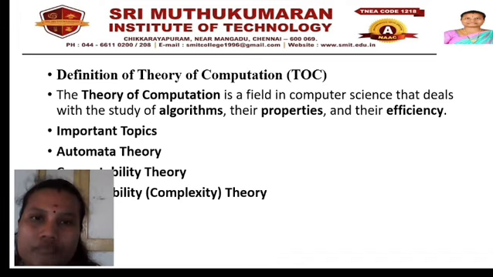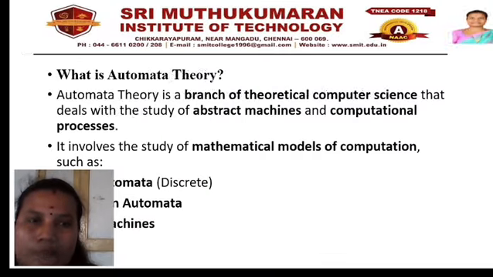Theory of Computation is the part of computer science that deals with the study of algorithms, their properties and their efficiency. Algorithms, as we already know, are step-by-step processes. The important topics of TOC are automata theory, computability theory and complexity theory. These topics serve to understand the fundamental capabilities and limitations of computers and algorithms.